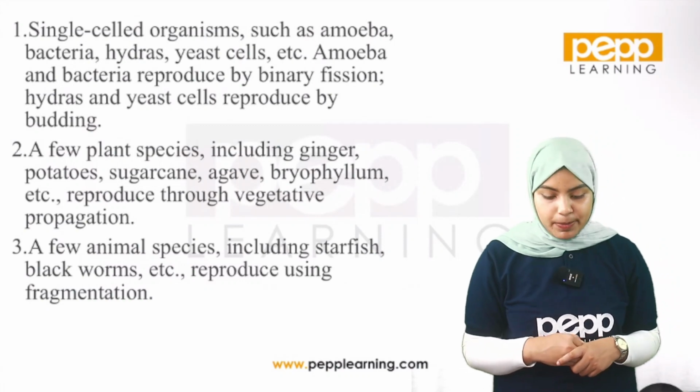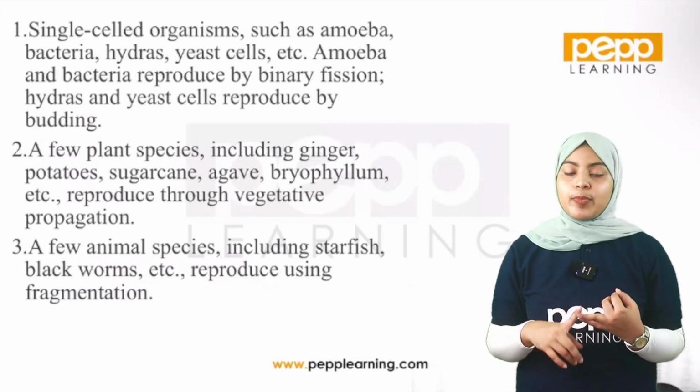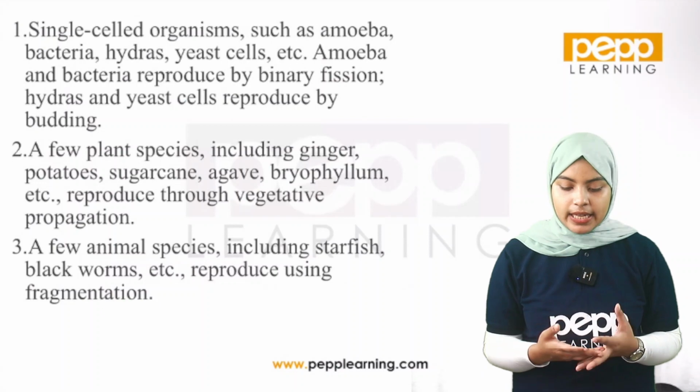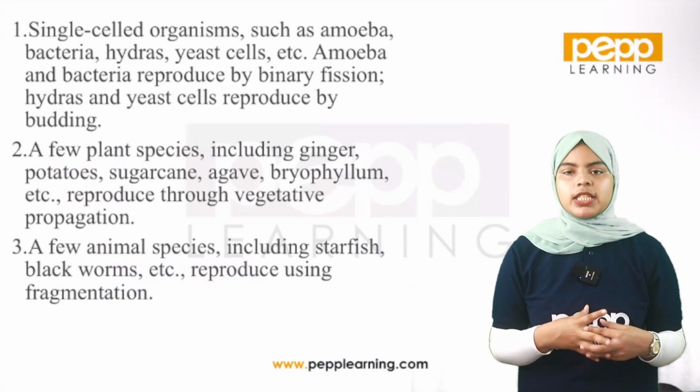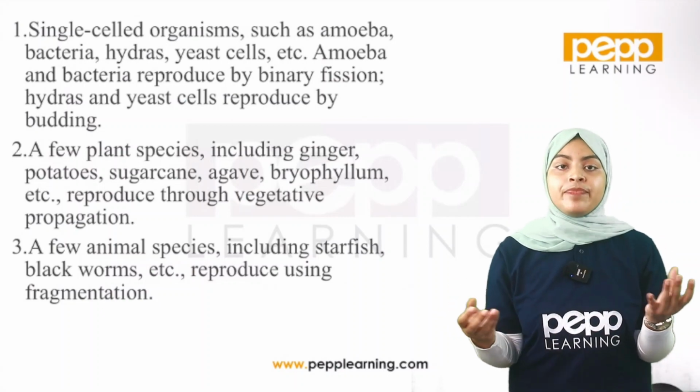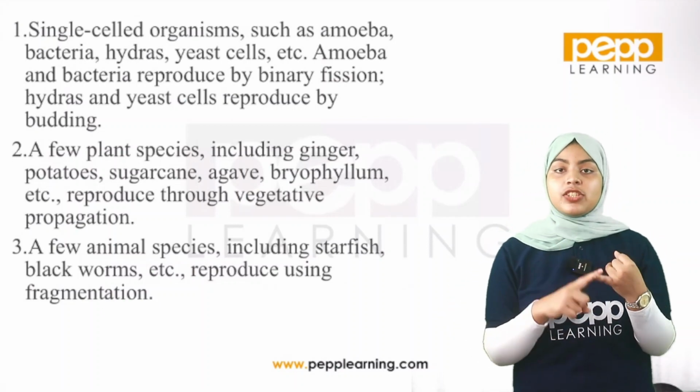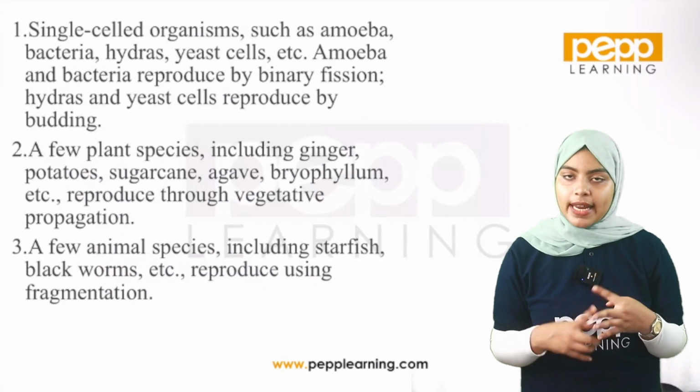A few plant species including ginger, potatoes, sugarcane, agave, bryophyllum, etc. reproduce through vegetative propagation. So vegetative propagation ലൂടെ ഉണ്ടാവുന്ന കുറച്ച് plants ആണ് ginger, potatoes, sugarcane, etc.